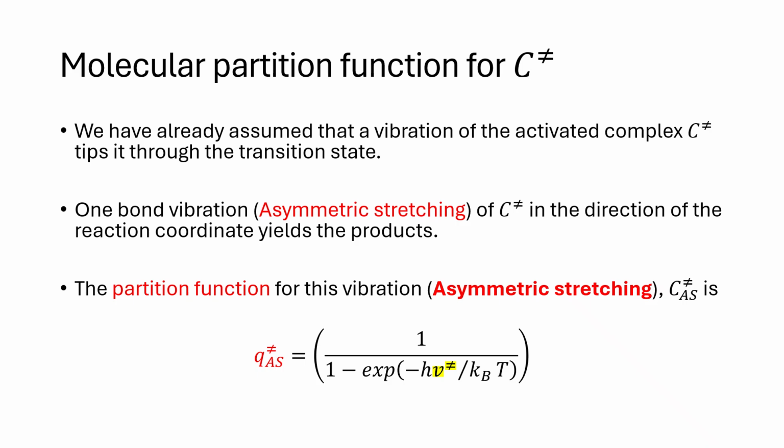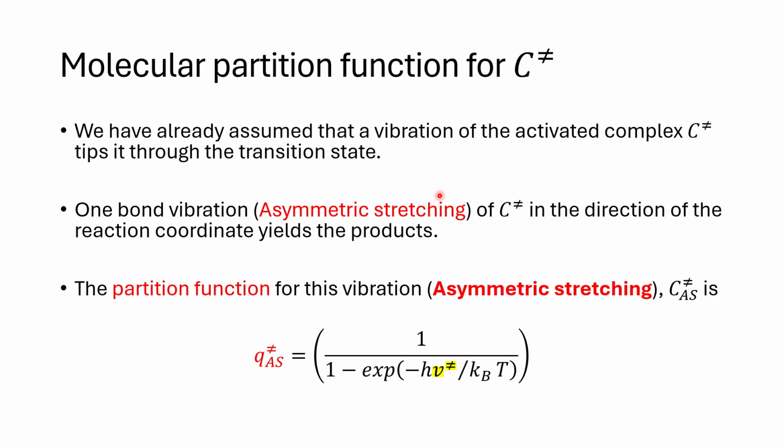Let's continue with the discussion on the Eyring equation. Now we turn our attention back to the activated complex. We make a crucial distinction regarding its degree of freedom. We assume that one specific molecular vibration of the activated complex is the motion that causes the breakdown of this activated complex into the product. So it tips it through the transition state.